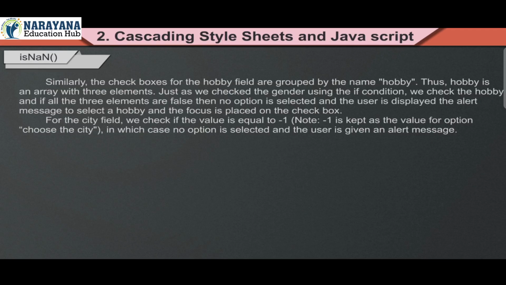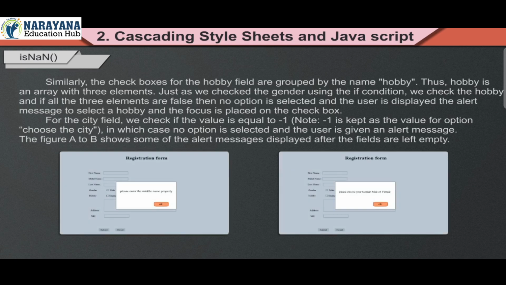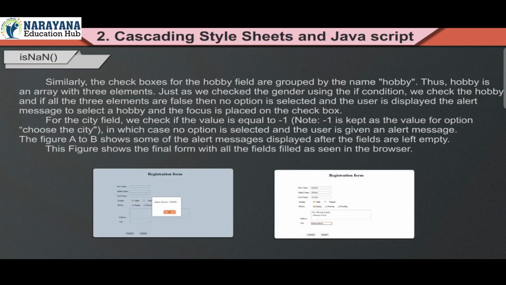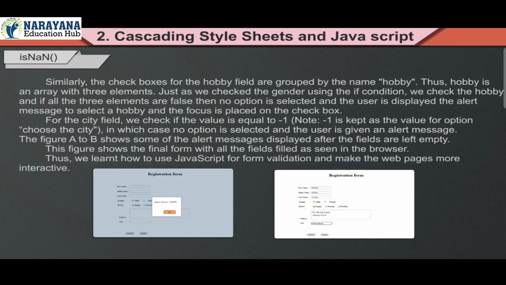For the city field, we check if the value is equal to -1. Note, -1 is kept as the value for the option Choose the city, in which case no option is selected and the user is given an alert message. The figure A to B shows some of the alert messages displayed after the fields are left empty. This figure shows the final form with all the fields filled as seen in the browser. Thus, we learned how to use JavaScript for form validation and make web pages more interactive.